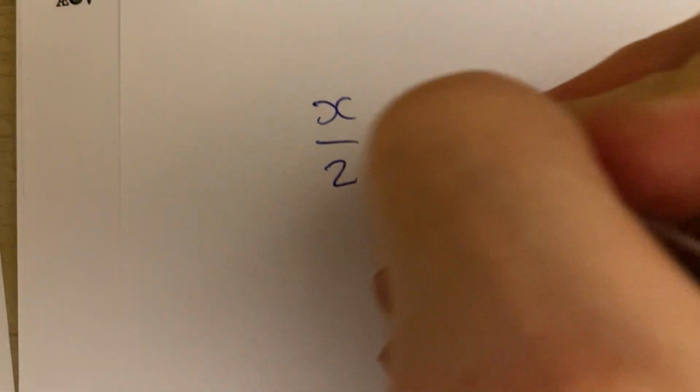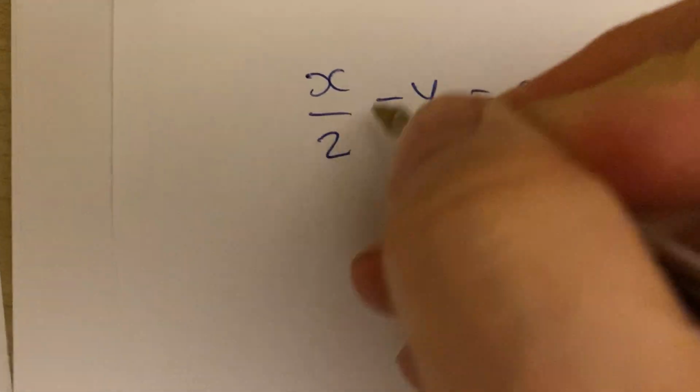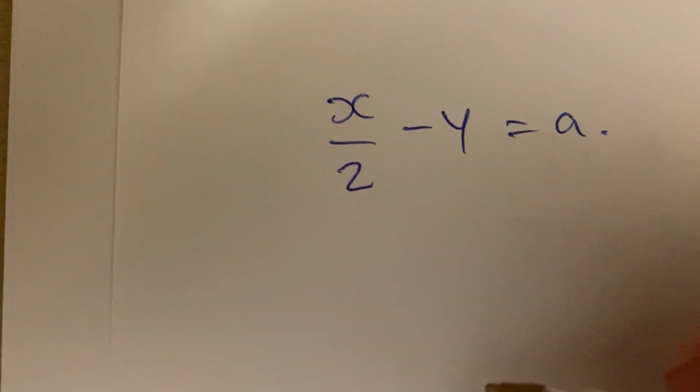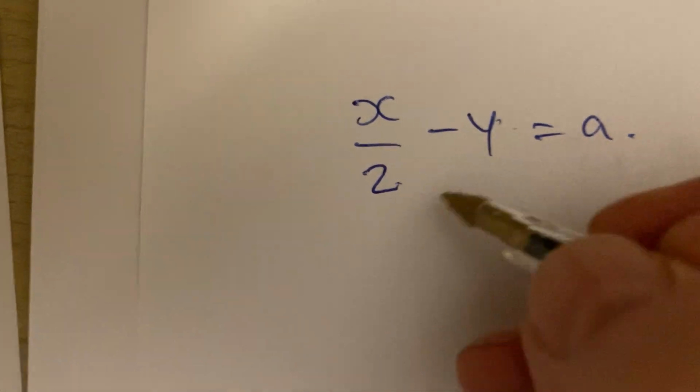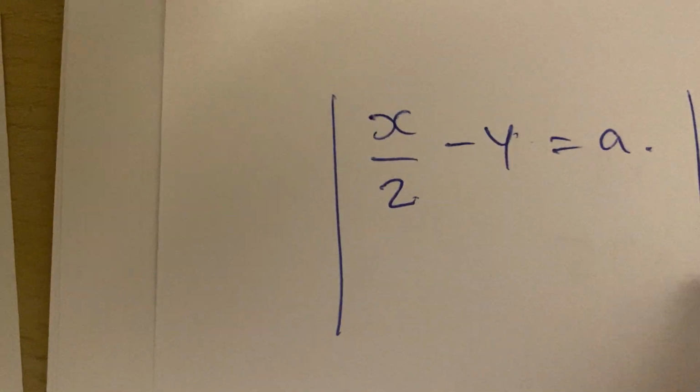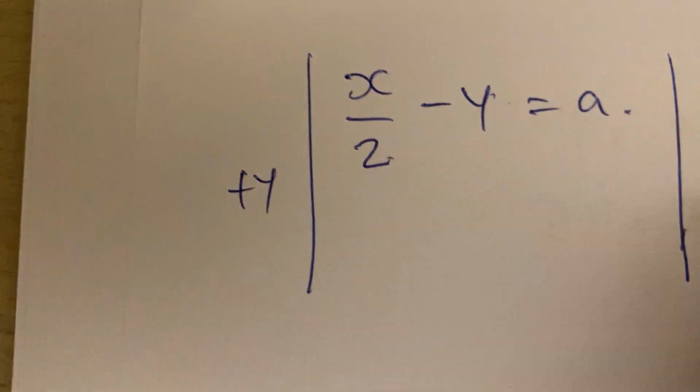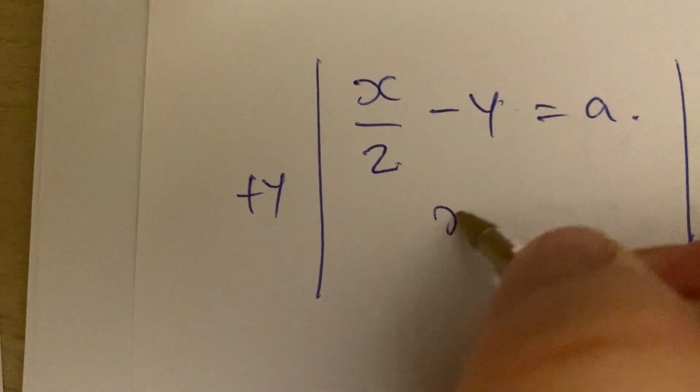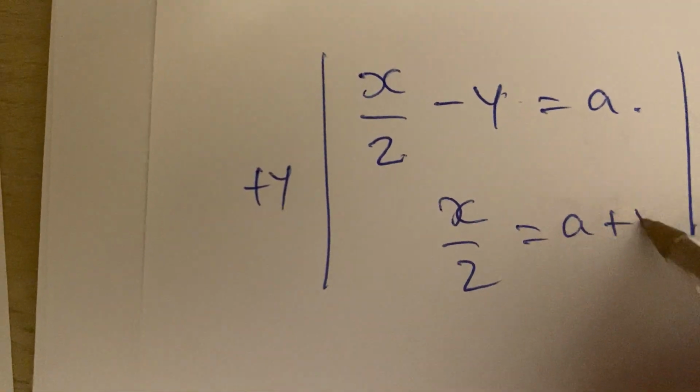It's x over 2 minus y equals a, and I want it in terms of x. So I'm going to get rid of these two things. So the first thing is the weakest link, the minus y, add y to both sides. So I'm left with x over 2 equals a plus y.